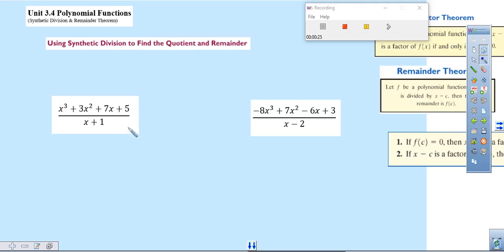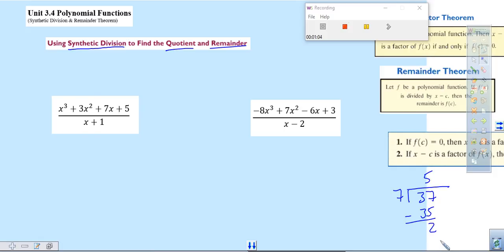So from there, we come across this concept: we have a thing called synthetic division, where we can find the quotient and a remainder of a polynomial divided by a binomial. What I want you to frame in your mind is, let's do something a little bit easier. If I did 7 into 37, 7 goes into 37 5 times. That's 35 with 2 left over.